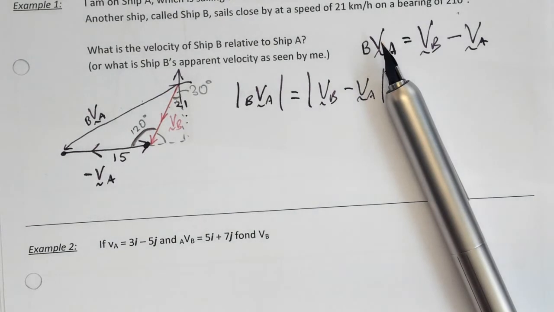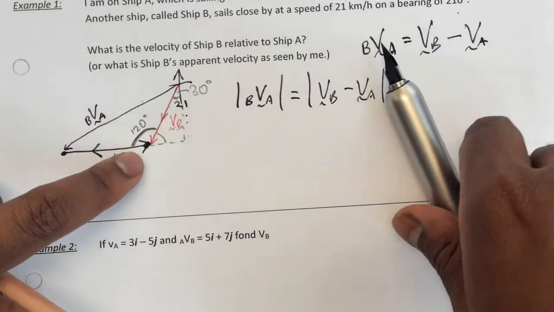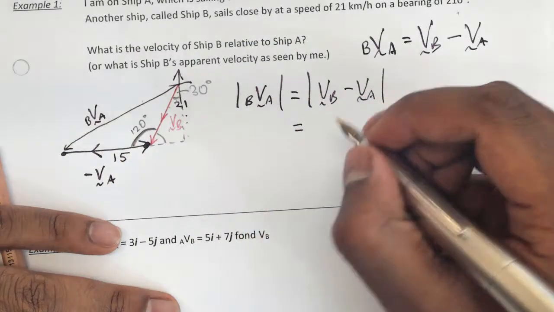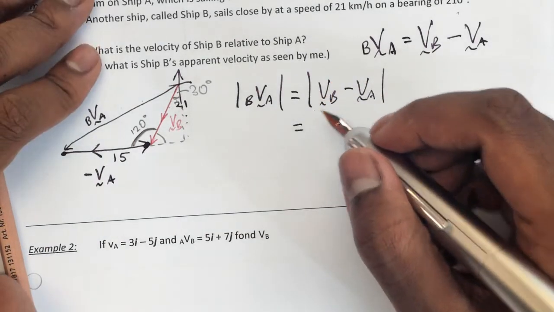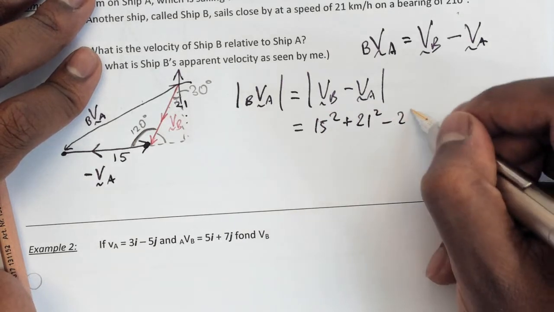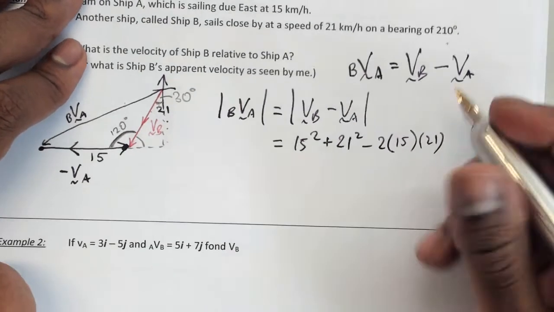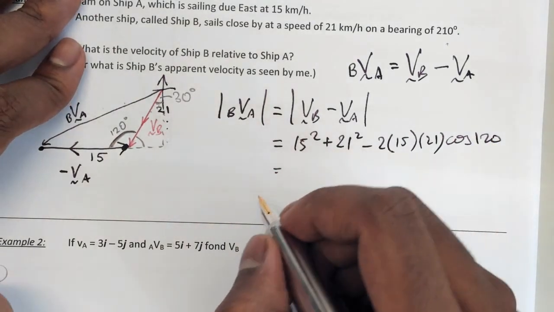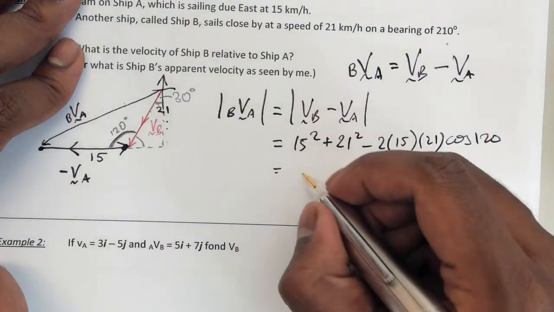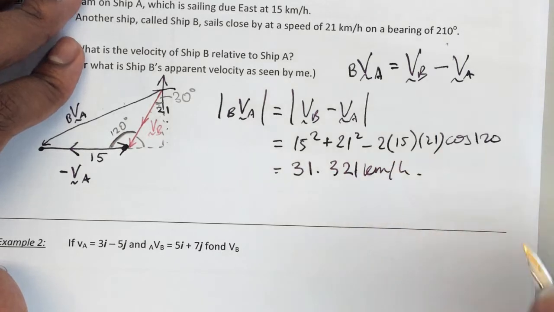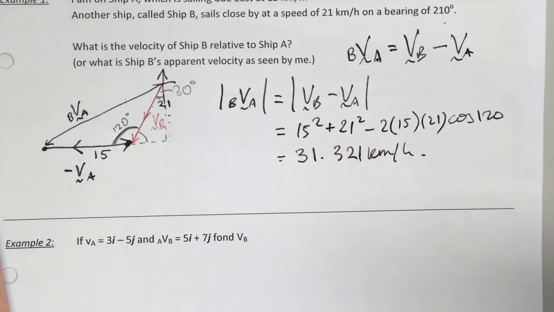All good? Okay. So that's 120, we got 15, we got 21. We can use the cosine rule to get our velocity. Let's see, we got 15 squared plus 21 squared, take 2 times 15 times 21 times cos 120. Pop that into your handy dandy calculator. You get 31.321 kilometers per hour. Check that number, make sure it's correct if you have the CAS with you.